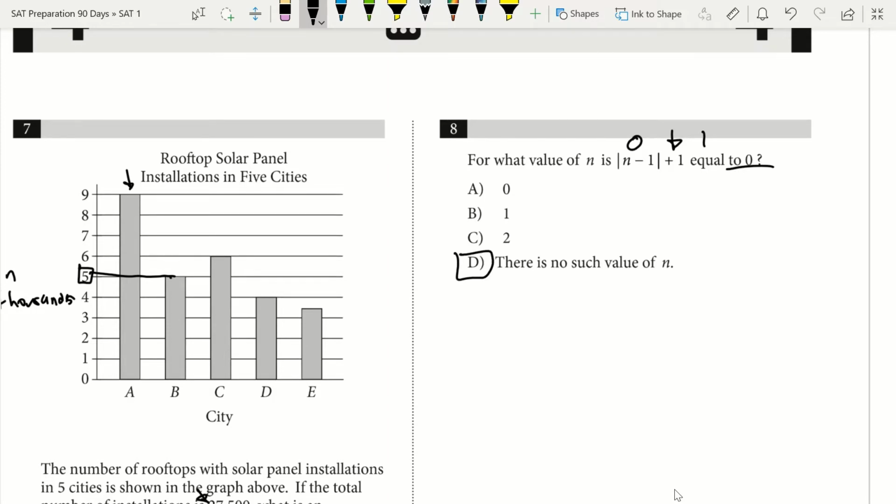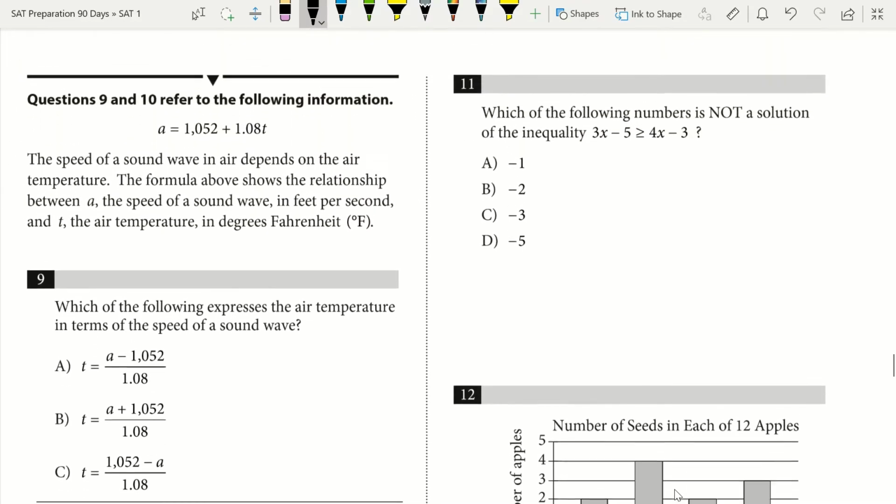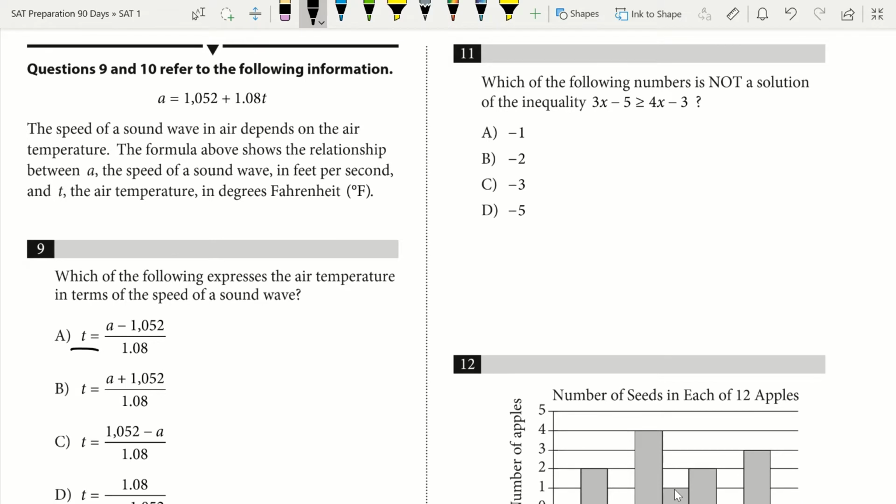Question number 9. We've got a series of questions. I see immediately that we're just solving for t in this one. So that's all I'm going to do here. I'm not going to read this yet because I don't need to. I'm going to subtract 1,052 to get rid of that. At that point, I have to divide each side by 1.08 to solve for t.